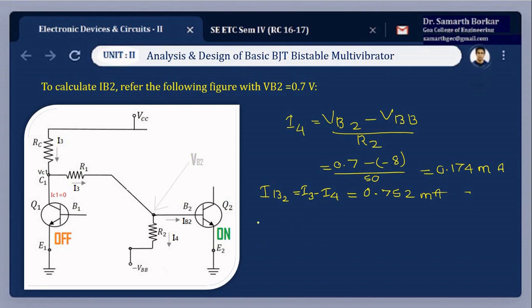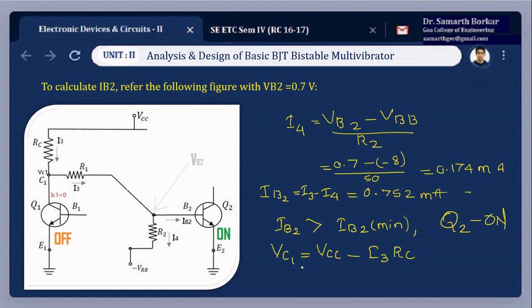So now we have to compare IB2 minimum with IB2, and you can make out that IB2 is greater than IB2 minimum. So this makes the transistor Q2 to be in on condition, that is saturation. Let us calculate the value of VC1. Refer to the figure. VC1 is the voltage at the collector terminal of transistor Q1. So it will be VCC minus I3 into RC. The answer is 9.9628 volts.